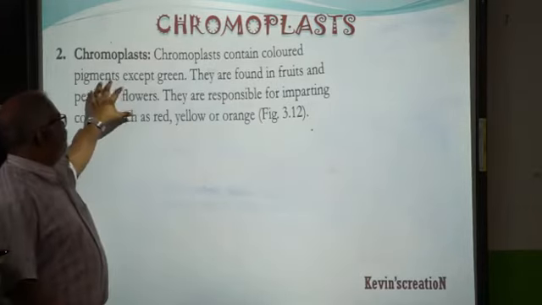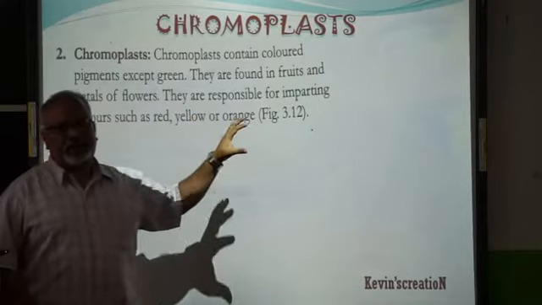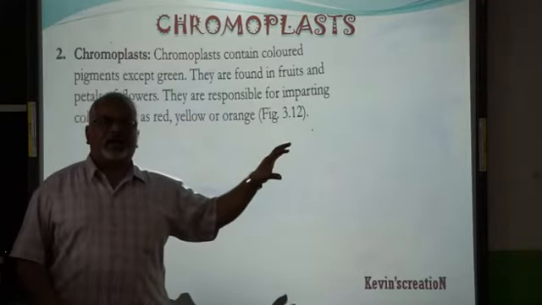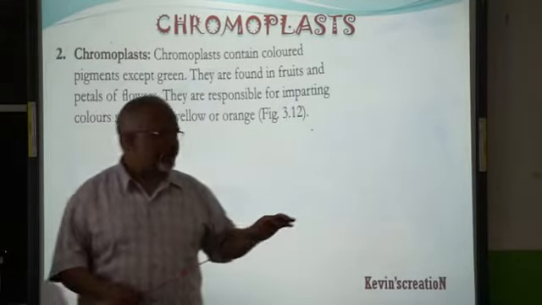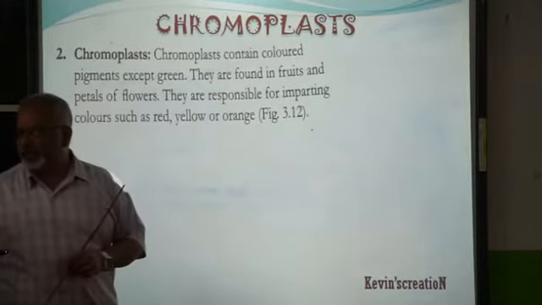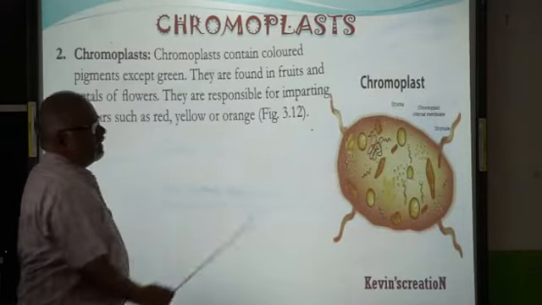Chromoplasts contain color pigment except green. So they don't have green, but they have other colors such as yellow, red, orange. Here you can see the chromoplast, which is a colored pigment.